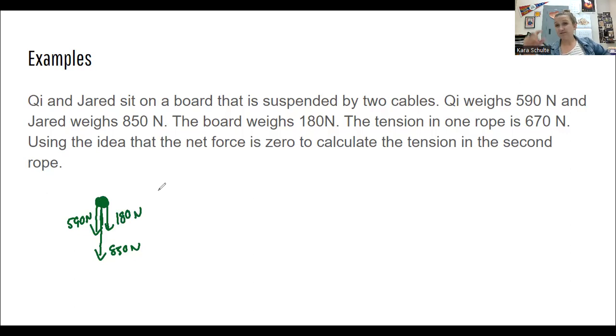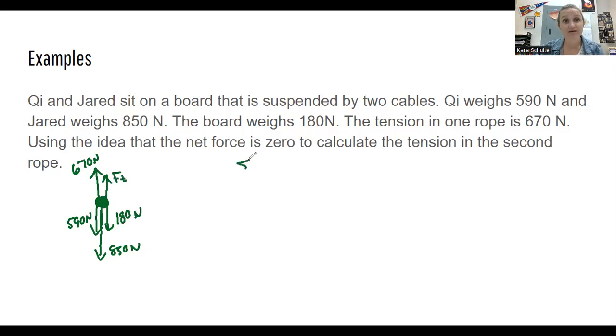One thing I want to point out here, you see I'm not stacking the arrows one after the other. I'm just drawing them off the dot. That's what AP is going to expect you to do. We're also told that we have an upward force because the tension is going to go back up the rope of 670 newtons, and we need to figure out what the tension in my other rope is.